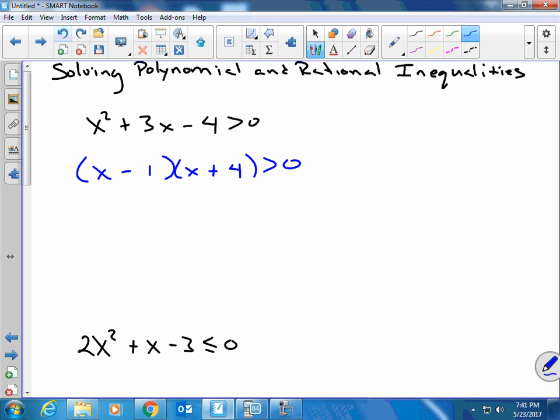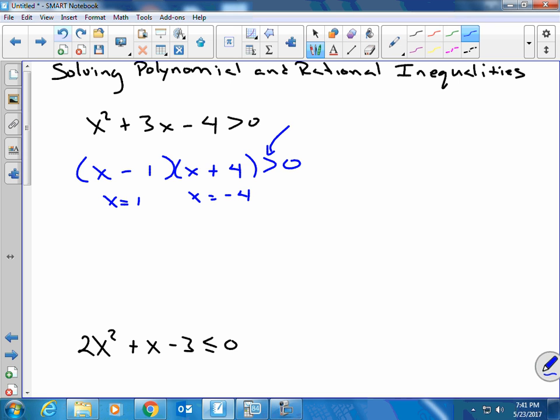So let's finish. What makes them equal to 0? Well, when each factor is 0, right? So when x equals 1 or when x equals negative 4. Now, there's only one way of making a product equal to 0, and that is if one of the factors is equal to 0. But here, isn't that what that says? I want to know when these products will be greater than 0.